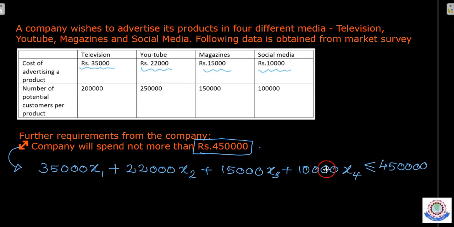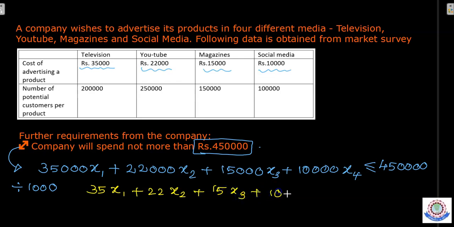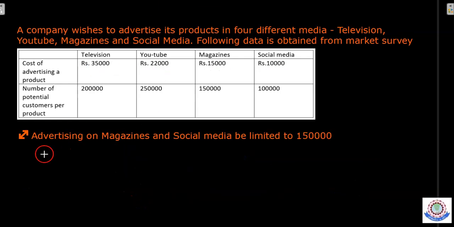If I divide all the numbers by 1000, I can simplify this constraint further so that I get 35 x1 plus 22 x2 plus 15 x3 plus 10 x4 should be less than or equal to 450. So this is the constraint for this particular statement, and this is the mathematical equation for this one. So let us consider the next condition.